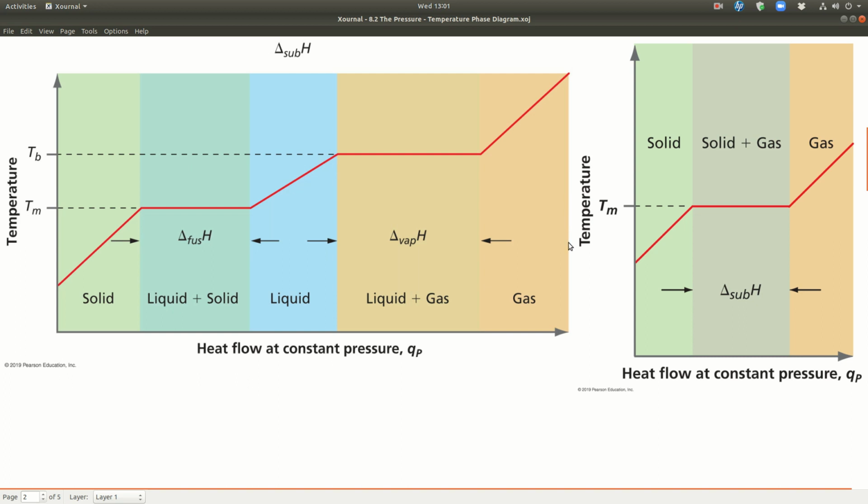During sublimation, going directly from the solid to the gas, it looks just like this. Heat up the solid, we get to the temperature of vaporization, and same idea, the temperature stays the same until it becomes a gas.